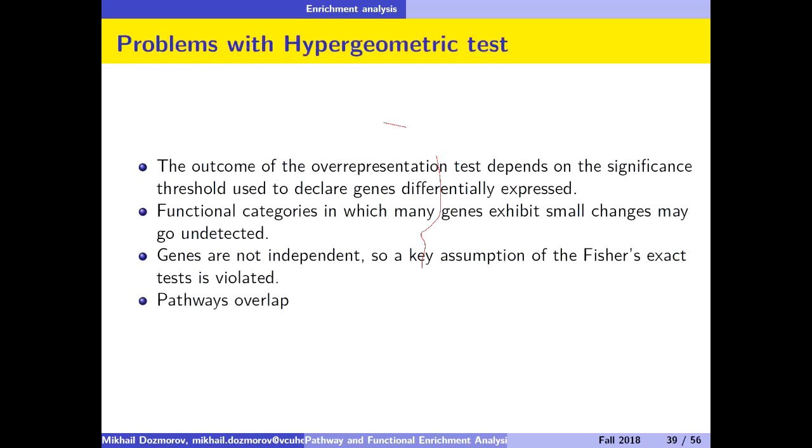So the hypergeometric test has its problems. Remember, I told you that genes share multiple functions. Genes also share multiple pathways. And this leads to problems in Fisher's exact test calculations. Basically, genes are not independent, and this non-independence violates key assumptions of Fisher's exact test. So pathways overlap, and this may throw off your p-values, may make your results look significant, but they actually may not be significant.